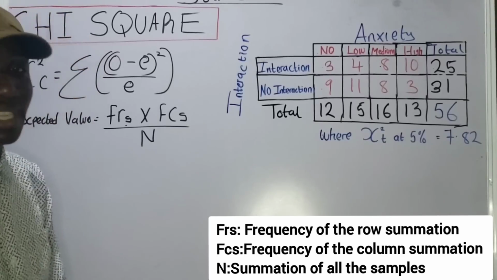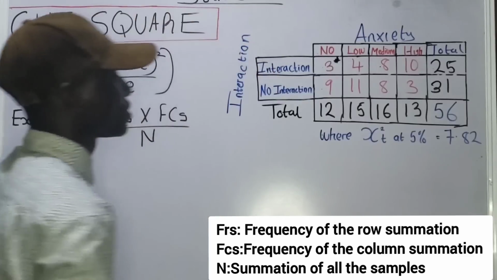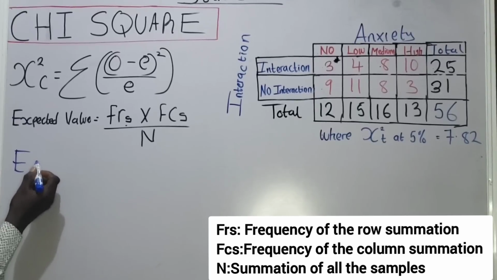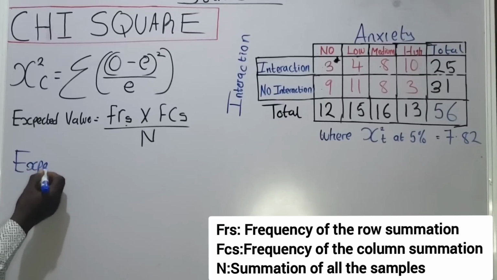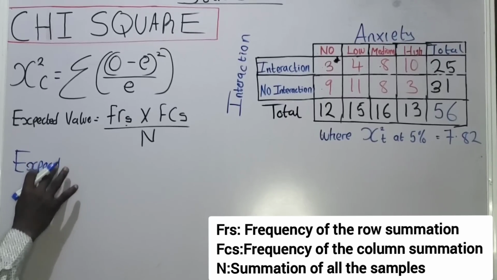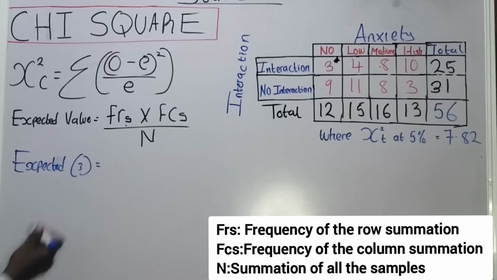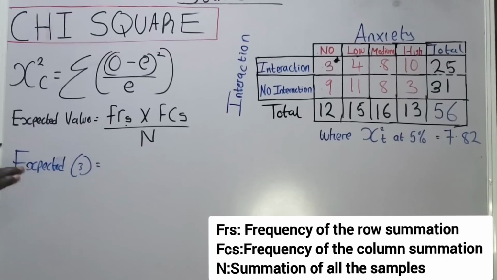Now, let's say I want to determine the expected value of 3. Let me start with that, the first observed value there. You see, I just represent it here. Expected value of 3. Okay, this 3 is the observed value. You understand? I want to determine the expected value. Now, that will be frequency of the row summation that 3 belongs to.